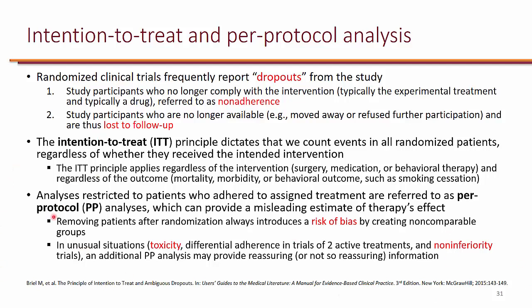So generally speaking, a lot of people would think that per protocol is the way to go, because if you really want to know if a drug works or not, you want them to follow the protocol. But this is dangerous because removing patients after randomization can actually introduce risk of bias, which is what randomization was trying to actually prevent.